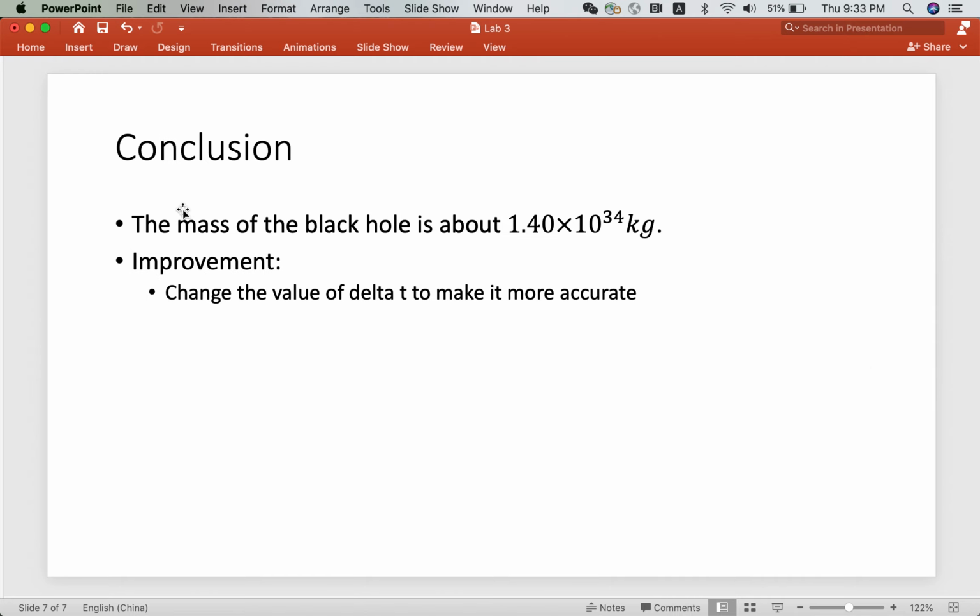For the conclusion part, the mass of the black hole is about 1.4 times 10 to the power of 34 kilograms. And for the improvement part, I can change the value of delta t, since in this lab we assume that there are 86,400 seconds in one day. In reality, that is not the case. We can make it more accurate.